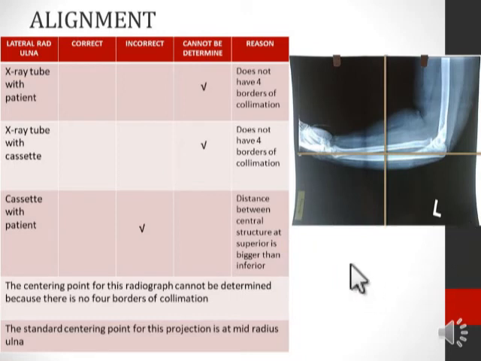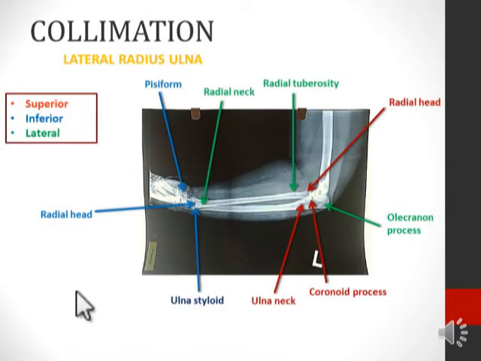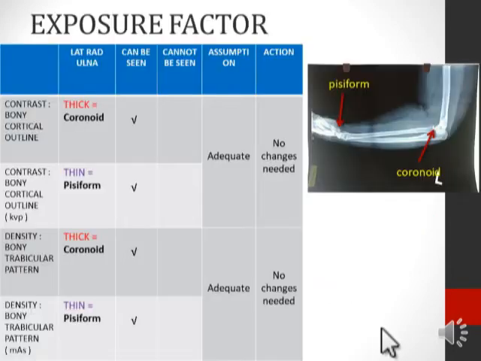The actual standard centering point for this radiograph is at mid-radius ulna. So next is collimation. For superior border, structure that should be included are ulnar neck, coronoid process, and radial head. For inferior border, structure that should be included are ulnar styloid, radial head, and pisiform. While for lateral border, structure that should be included are radial neck, radial tuberosity, and olecranon process.